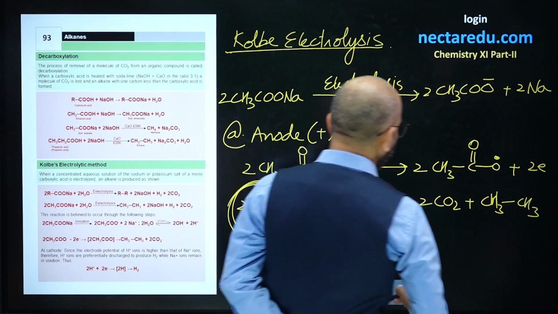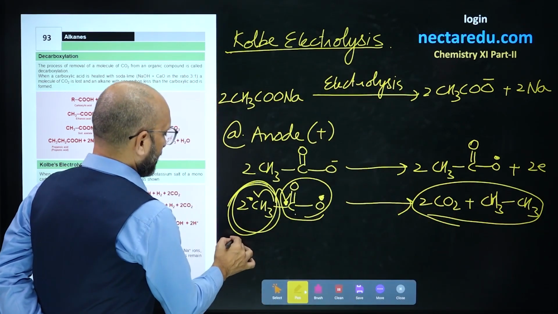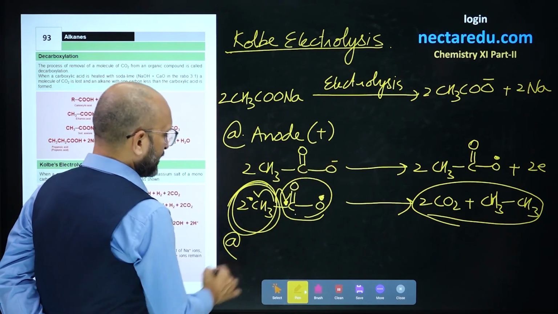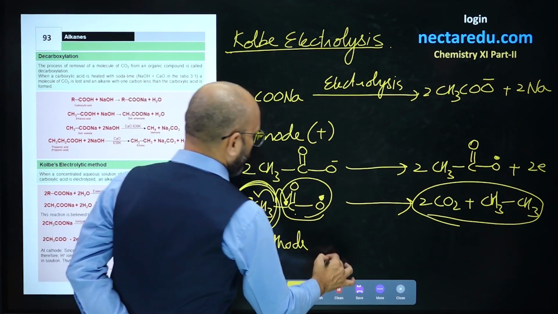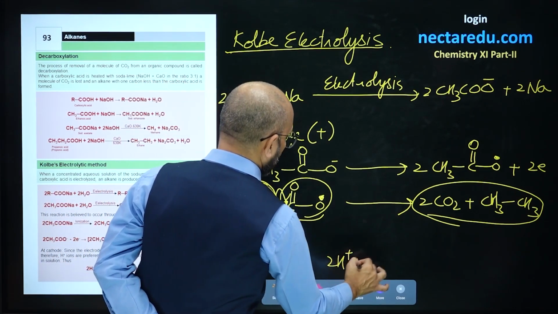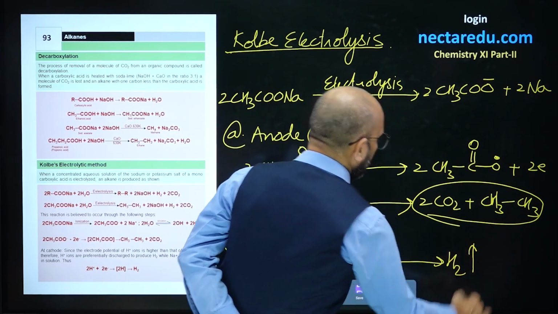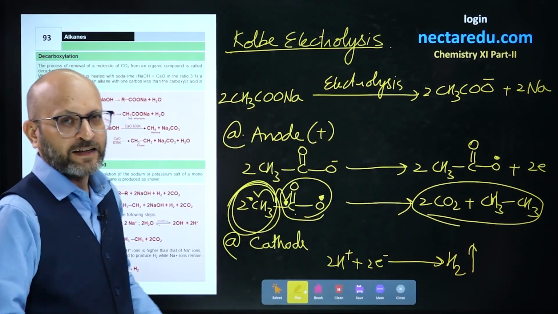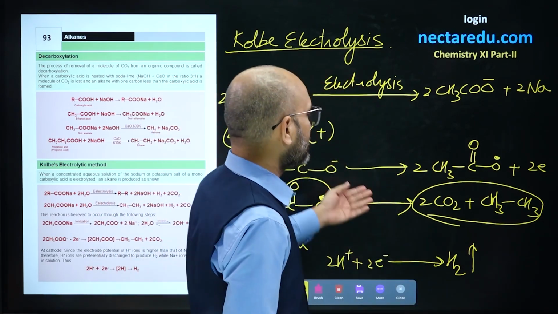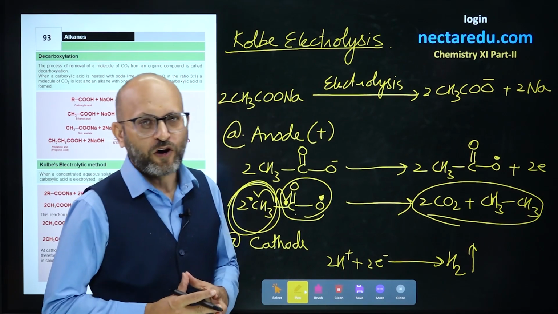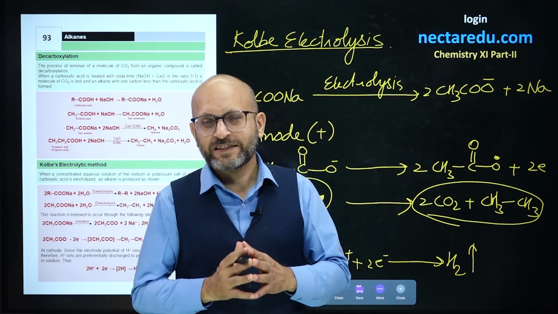So at the anode you get carbon dioxide and ethane. At the cathode, 2H+ gains 2 electrons and you get hydrogen gas, which is liberated. So this is what happens in Kolbe electrolysis. As you can see over here, a free radical is formed, so the mechanism is a free radical mechanism during Kolbe electrolysis.